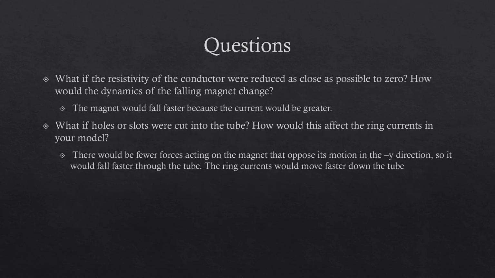Now just to answer the two what if questions. What if the resistivity of the conductor were reduced as close as possible to zero, and how would the dynamics of the falling magnet change? The magnet would fall faster because the current would be greater. And what if holes or slots were cut into the tube, and how would this affect the ring currents in the model? There would be fewer forces acting on the magnet that oppose its motion in the negative y direction, so it would fall faster through the tube, and the ring currents would move faster down the tube in the computational model.